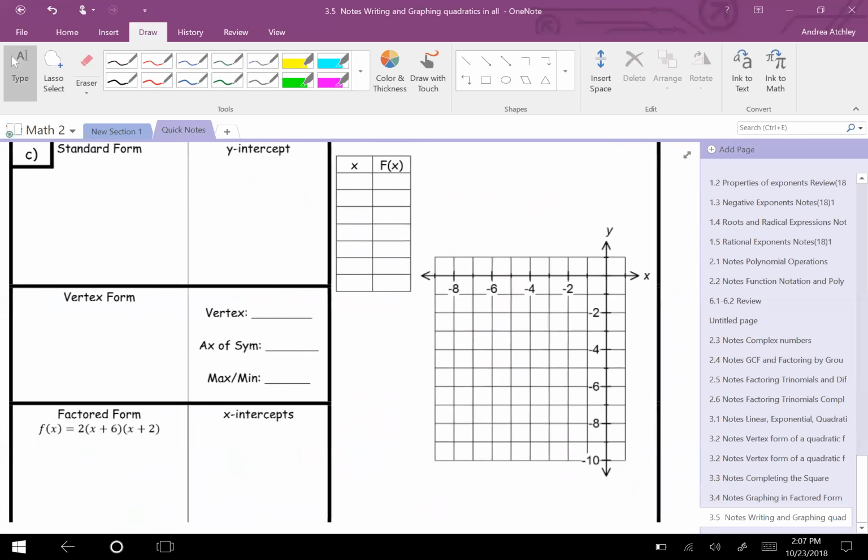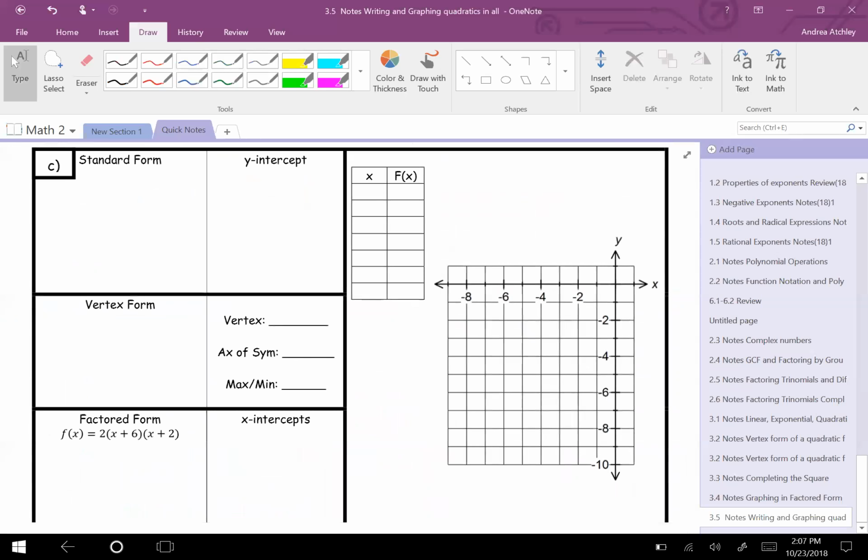This time, so we've already had it in standard form, we've had it in vertex form, now I'm giving it to you in factored form. So they're all going to be slightly different. In factored form, what's the easiest thing to find? X-intercepts. Very good. I can find the x-intercepts, so please identify those x-intercepts.